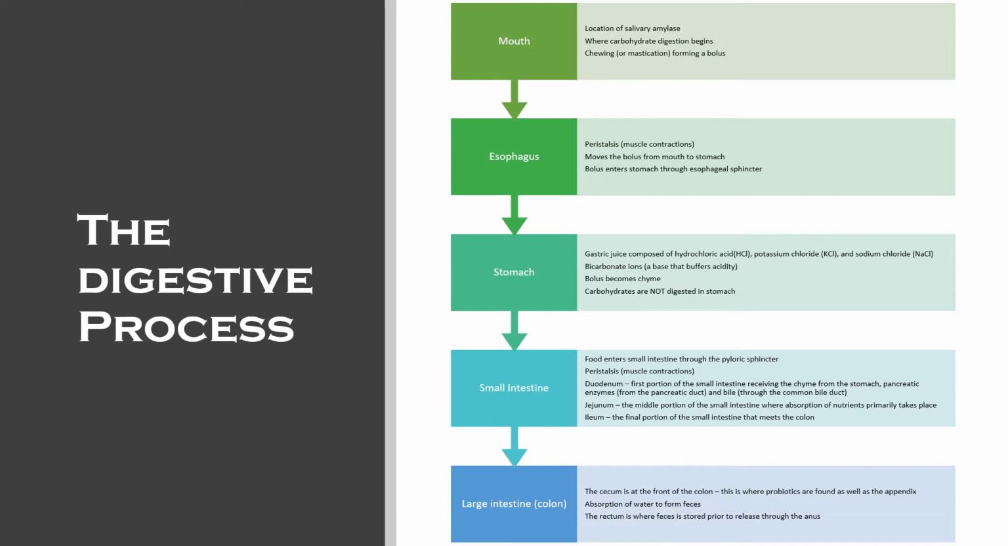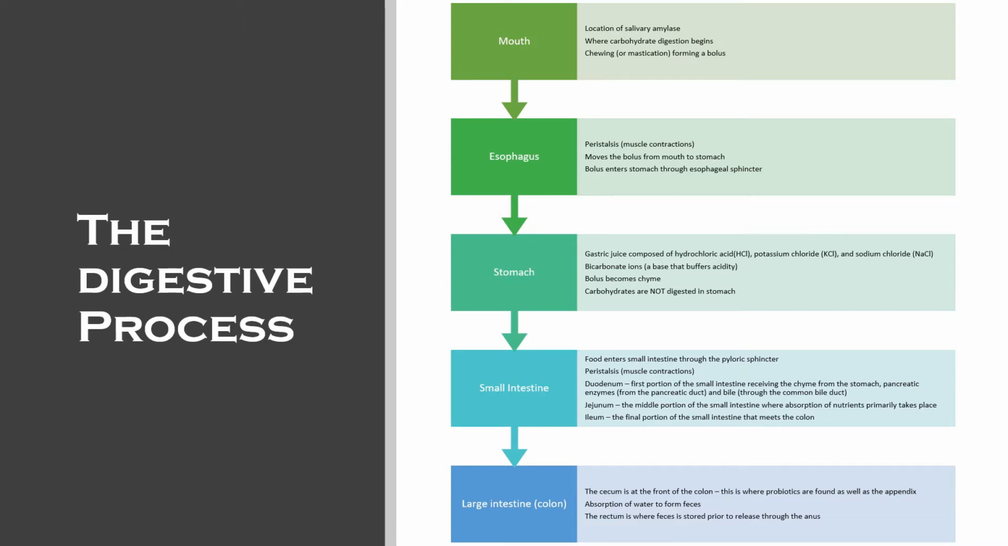And when the food is in your stomach being digested by this gastric juice, it then becomes what is called chyme. Something important to note is that there's no amylase in the stomach, and so carbohydrates are not being digested in the stomach.